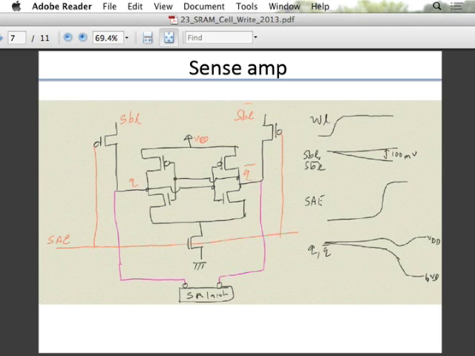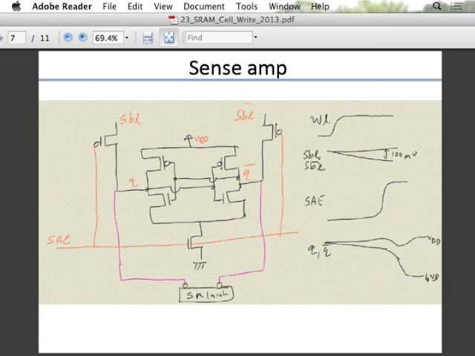Now when this turns on, what is happening to this voltage? This voltage starts falling to ground. As SenseAmp enable goes high, this NMOS starts turning on, so this common voltage starts falling to ground. As it starts reducing, both these NMOSs will start turning on. They are both off, that's why this is at VDD minus VT to begin with. But as this starts falling, both will start turning on.